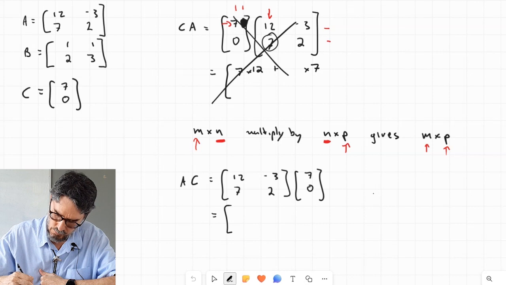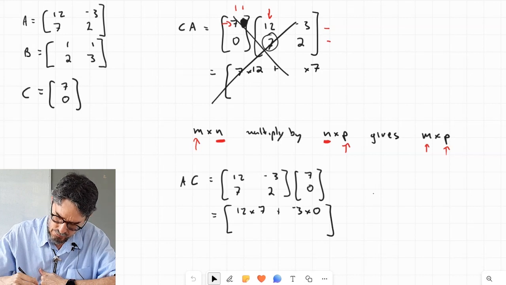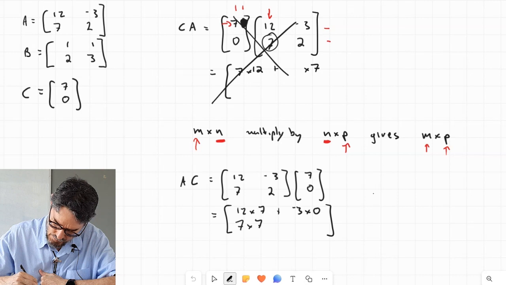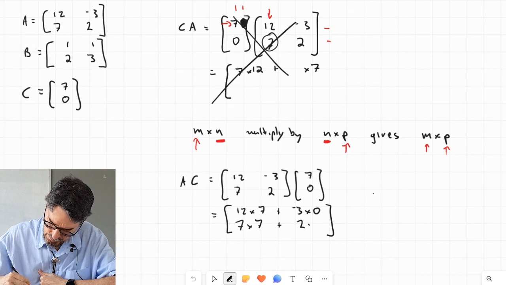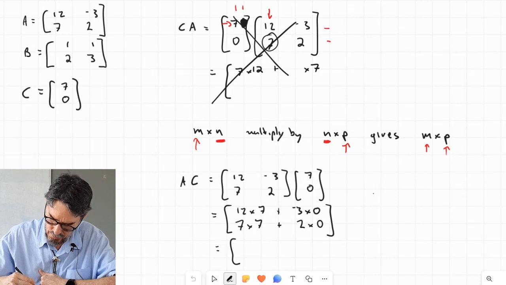So we're going to go 12 times 7 plus negative 3 times 0, and then 7 times 7 plus 2 times 0. And that's going to be 12 sevens are 84, take 3, and 7 sevens are 49.